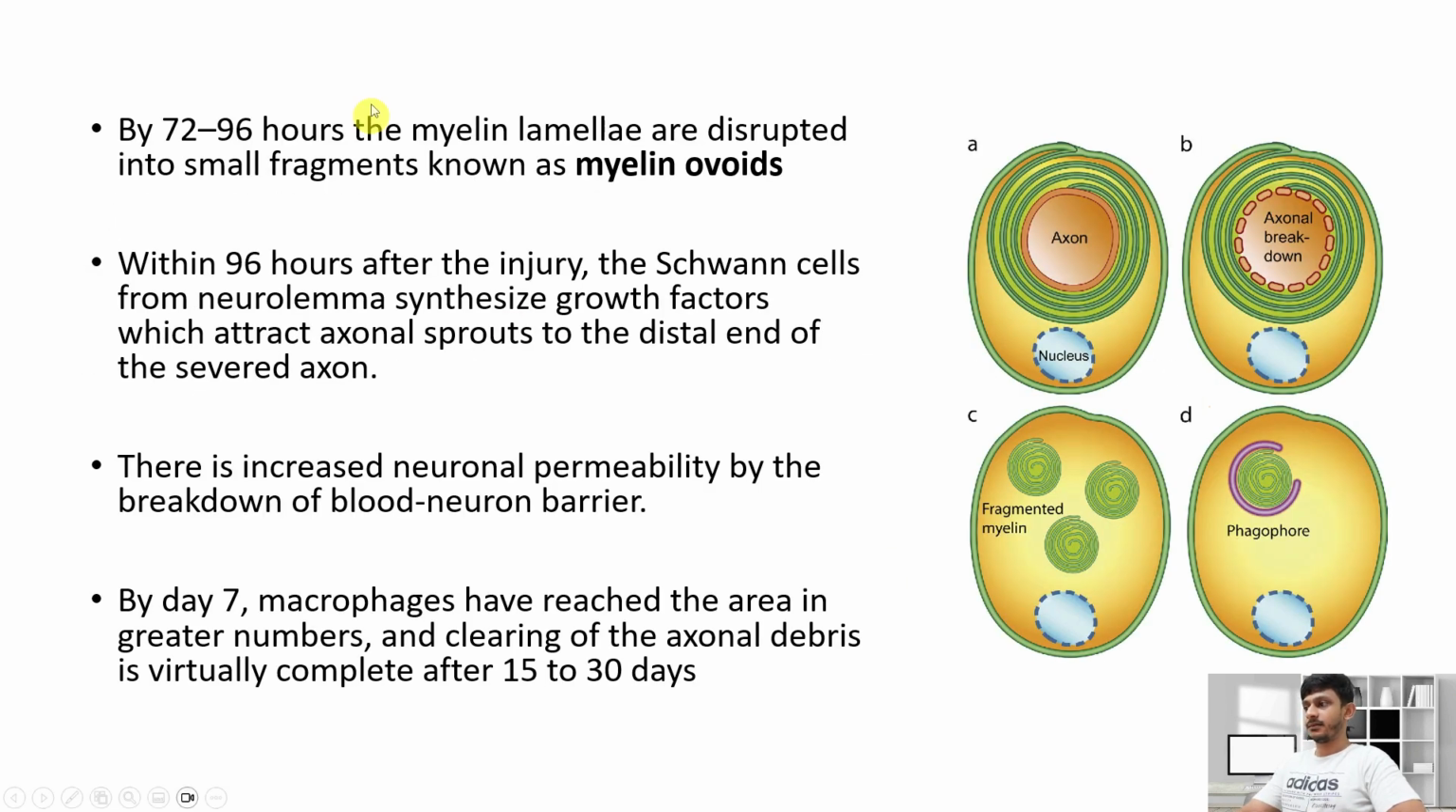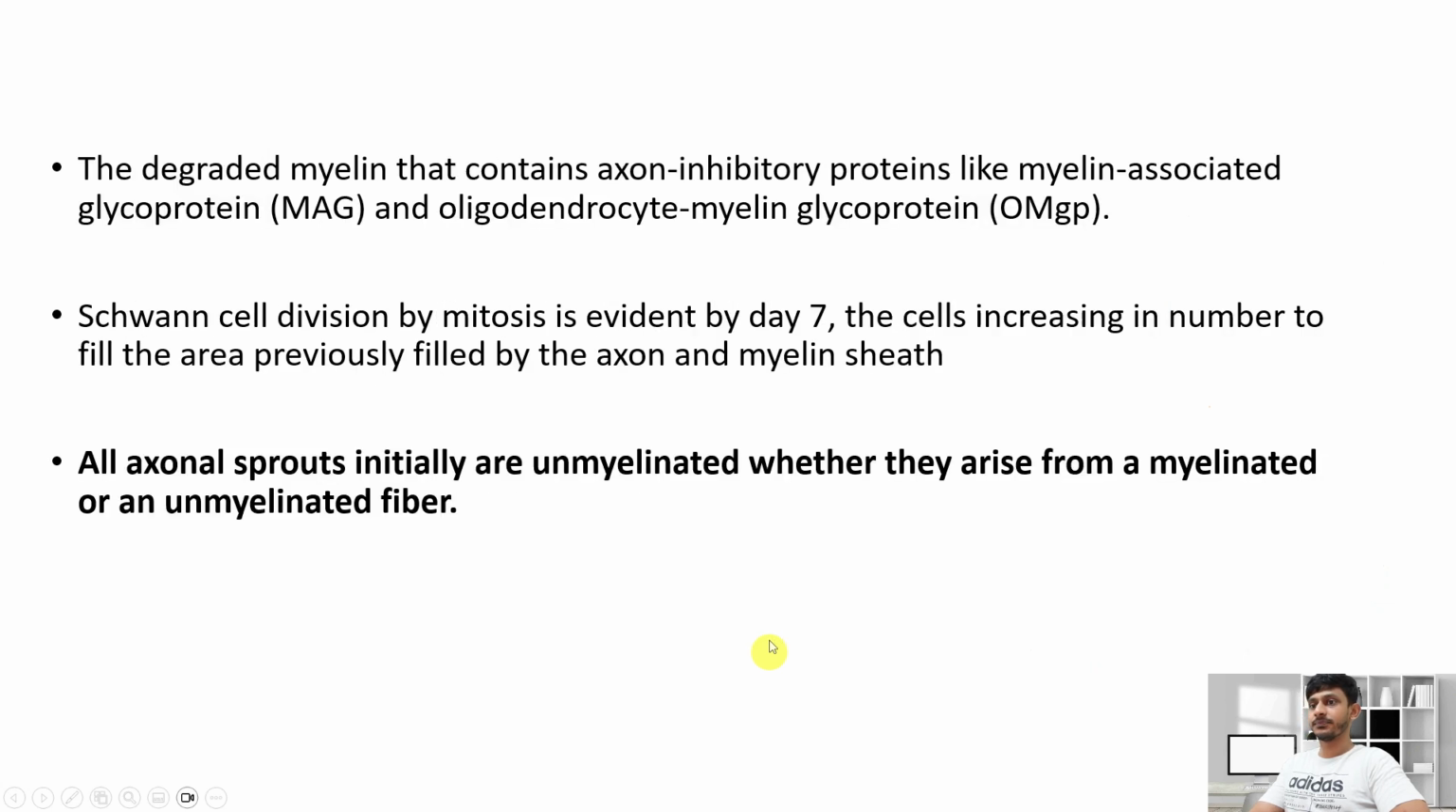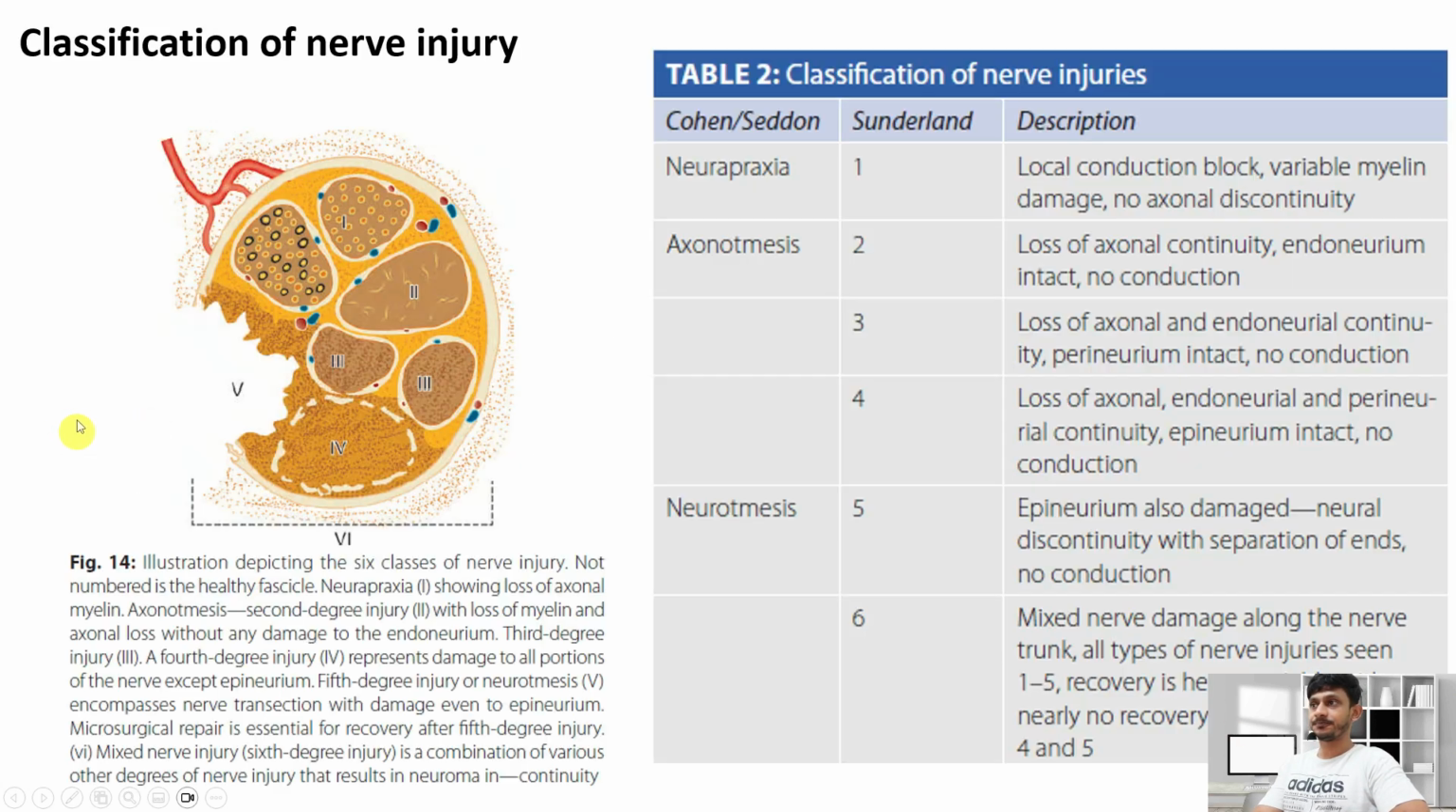So yeah, about 70 to 96 hours after the nerve is injured, the myelin lamellae are disrupted into small fragments called myelin ovoids. And within 96 hours, the Schwann cells synthesize growth factors so that axonal sprouts can come. And by day 7, the macrophages, I told you the endoneurium releases 5-hydroxytryptamine, so the macrophages are attracted to this area and they clear away all this fragmented myelin and the axonal debris. So all axonal sprouts which are formed initially are unmyelinated, whether they arise from a myelinated or unmyelinated fiber.